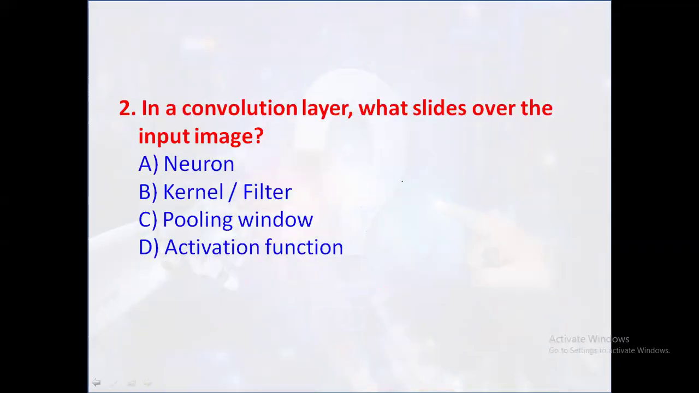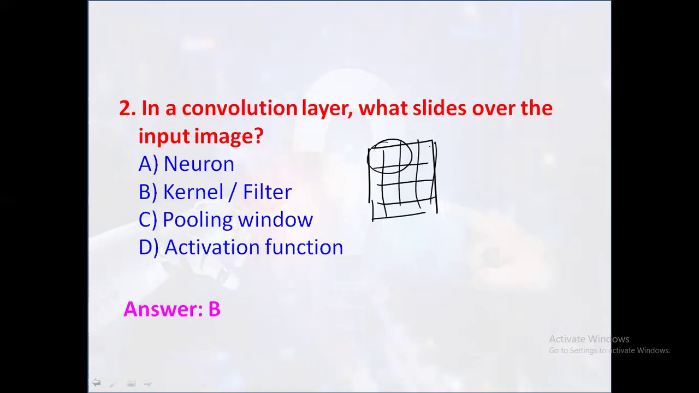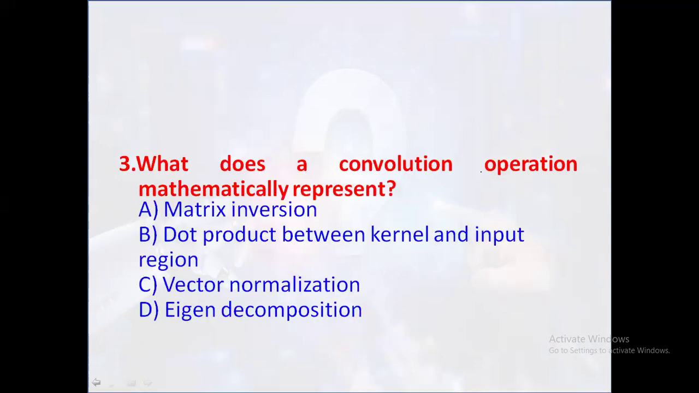The next question is, in a convolution layer, what slides over the input image? For example, if I am taking the input image, its size may be 4 cross 4 or 5 cross 5, anything. What slides over the input image? So we'll be taking kernels or filters for extracting features from the picture: a 3 cross 3 filter, 2 cross 2 filter, or 5 cross 5 filter. Like that we are going to take into account.